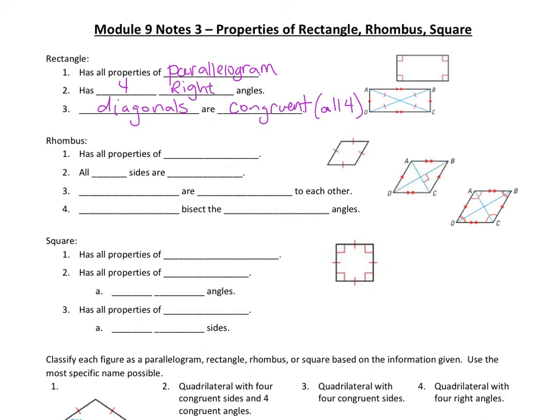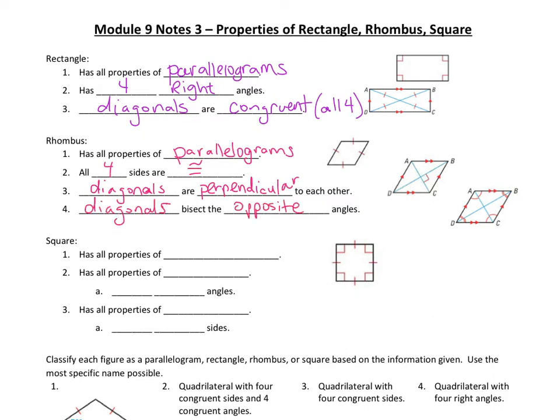The next shape is a rhombus, and a rhombus will also have all the same properties as a parallelogram. All four sides are going to be congruent to each other, and we have diagonals that are perpendicular to each other. Lastly, for a rhombus, all the diagonals are going to bisect the opposite angle.